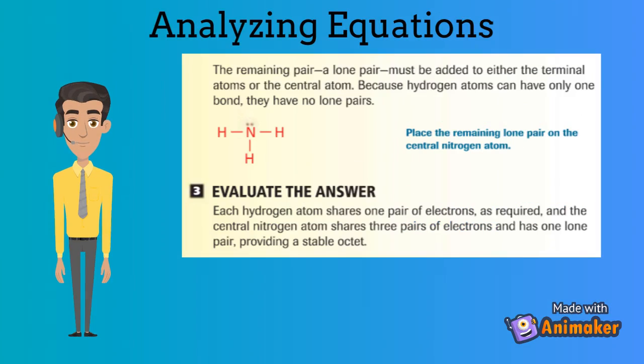This last step is very easy. We simply add the last remaining lone pair to the central atom, not the terminal atoms. This is because hydrogen atoms can only have one bond since they have no lone pairs. Then we evaluate the answer.